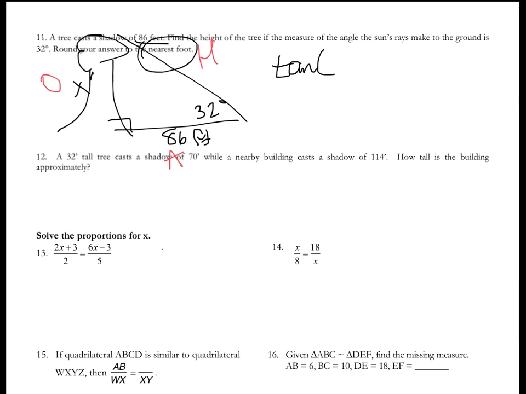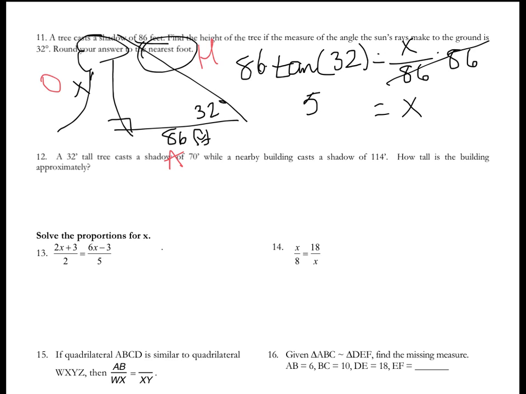So I'm going to use tangent of the angle equals the opposite, which is x, over the adjacent, which is 86. Well, this one's an easy solve because I just need to multiply both sides by 86. And then whatever that gets me for x, we have our answer here. So I'm going to find tangent of 32 first, which is about 0.62. So 0.62 times 86 gives me 53.32. It says to the nearest foot, so I'm going to say approximately 53. So those squiggly lines are for approximately 53 feet.